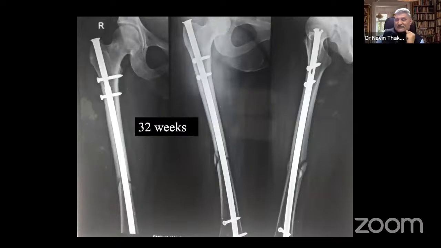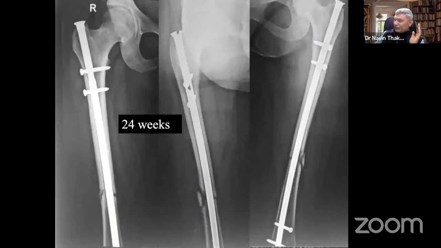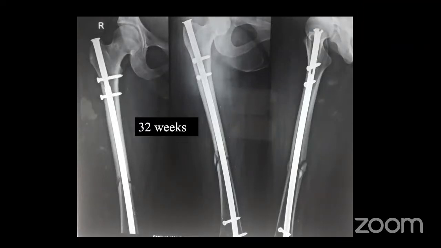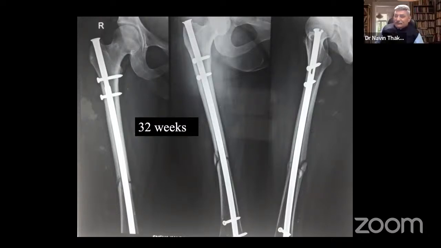The operating surgeon is trying to see the x-ray every 4 weeks. And this is the every 4 week x-ray. You can see from the 24, 28, 32. Now it has come to you as a second surgeon. What will you do? This needs augmentation by bone grafting or exchange nailing. So dynamization will not help.